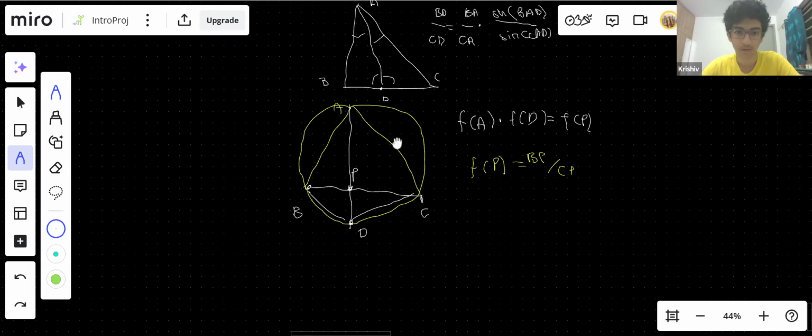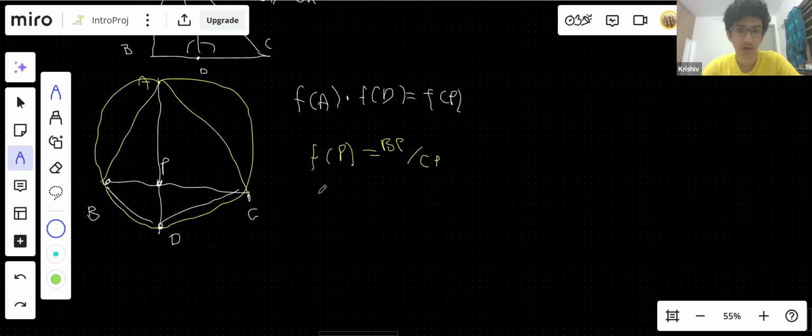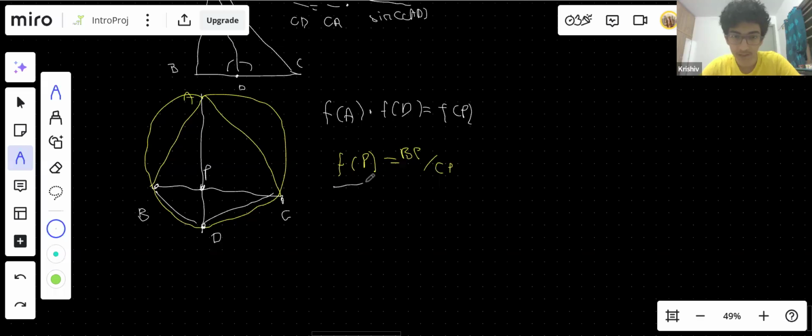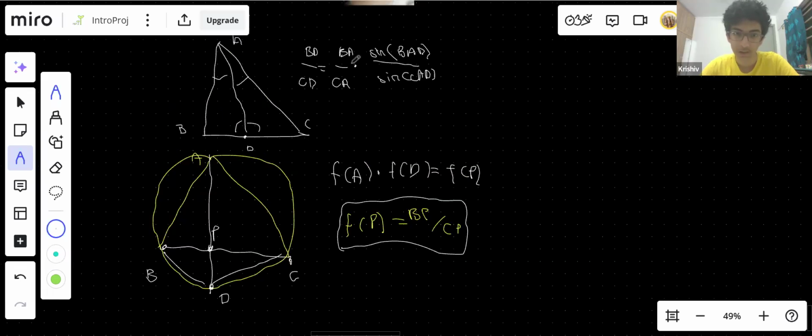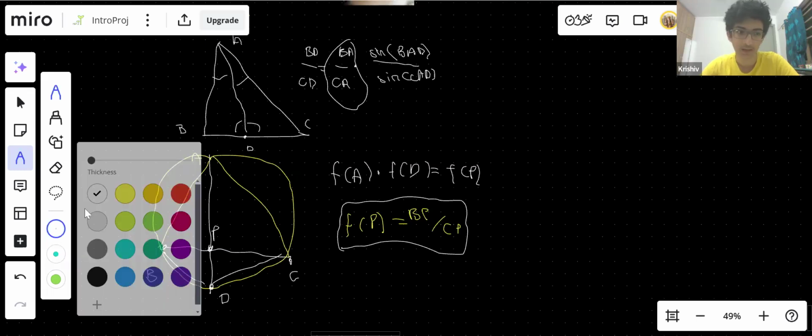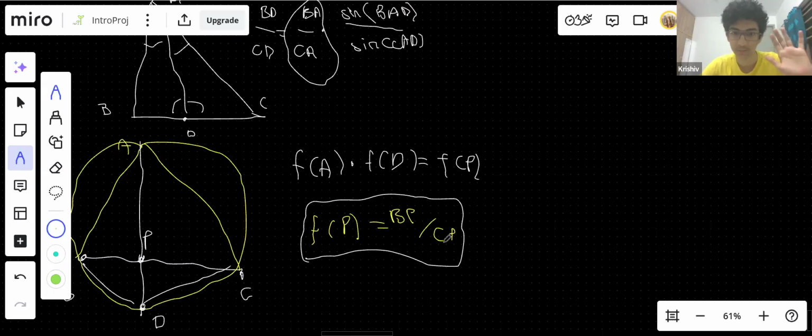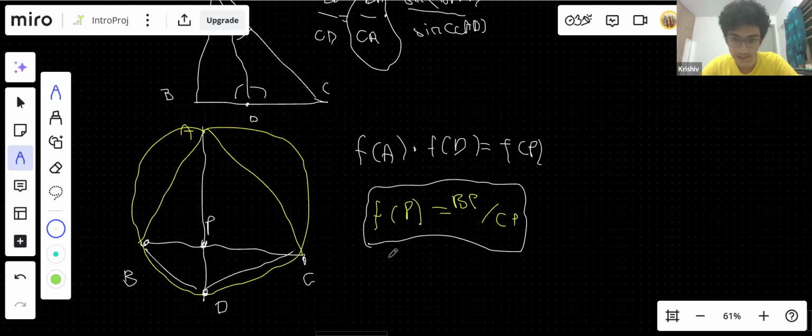What is f of A? F of P for any point P is defined to be BP over CP. So f of A is BA over CA. It appeared here as well, but I didn't define f beforehand. There's nothing complicated. It's just BP over CP for any P. For any point X, f of X is equal to BX over CX.